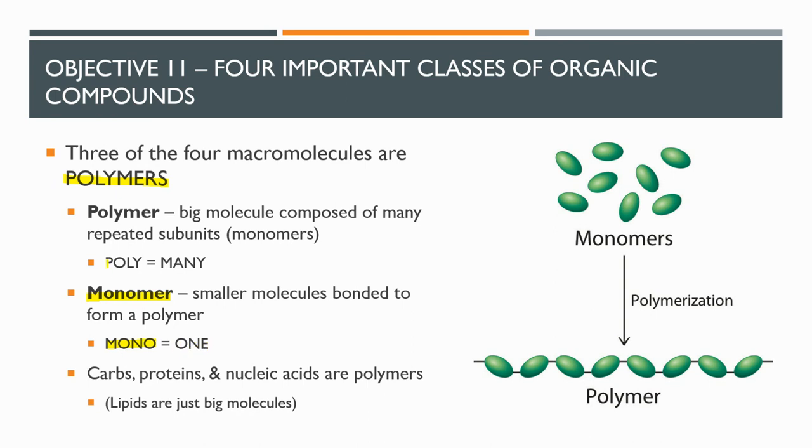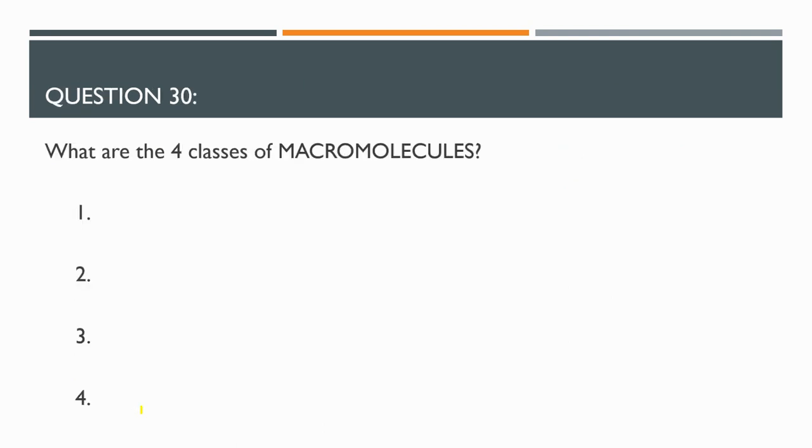Many of these join together to form the polymer. So carbs, proteins, and nucleic acids are all polymers. In fact, as we go through, we're going to identify their monomers. Now, lipids are still big macromolecules. They just don't have a single repeat unit that makes them up.